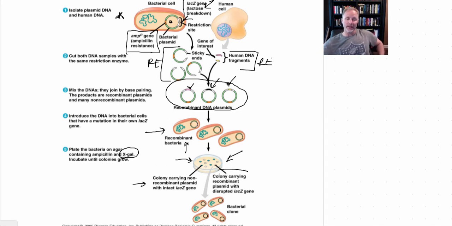Any of the white colonies here contain the disrupted LAC-Z gene. In other words, they have a fragment in between the LAC-Z gene. So now that means that any of those white colonies could potentially contain the gene of interest. So then what you can do is do another series of experiments that aren't included here to figure out which one of those particular white colonies contains the gene of interest. So you can do certain things to test for what they might be producing or something like that.